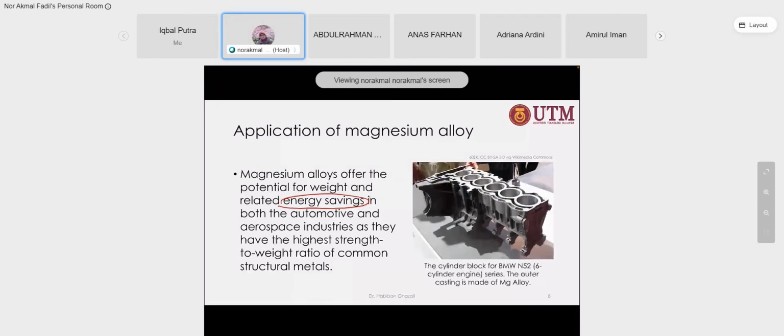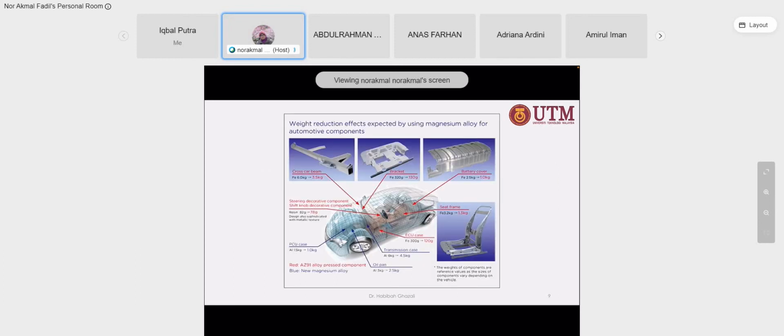Okay, this is an example of a product made of magnesium alloy. It is a cylinder block for an expensive car, which is a BMW, and the outer case is made of magnesium alloy. The weight reduction effect is expected by using magnesium alloy for automotive components, for example the cross car beam, the bracket, the battery cover, and the seat frame.